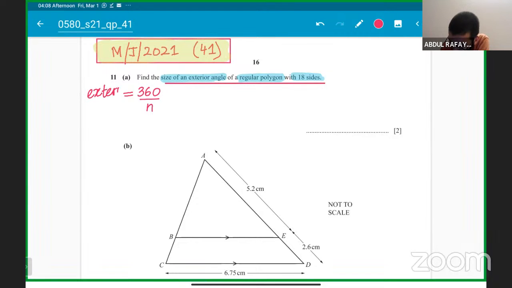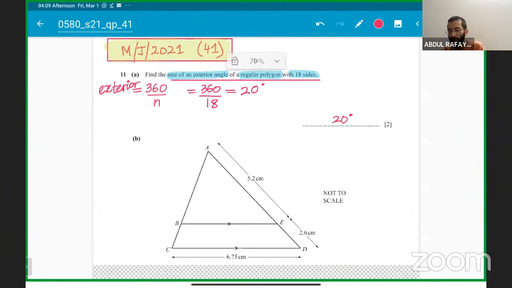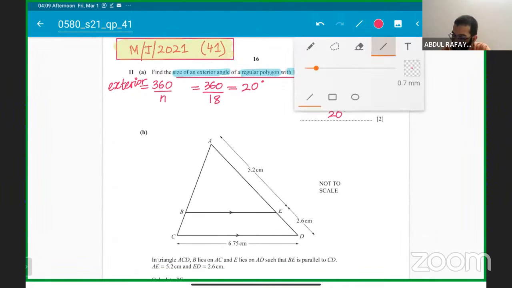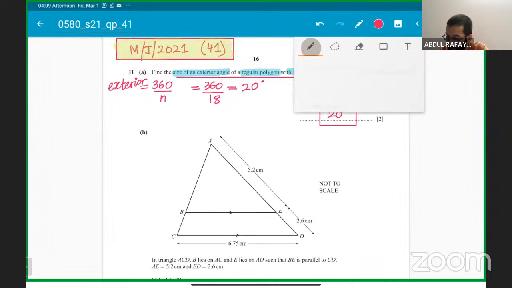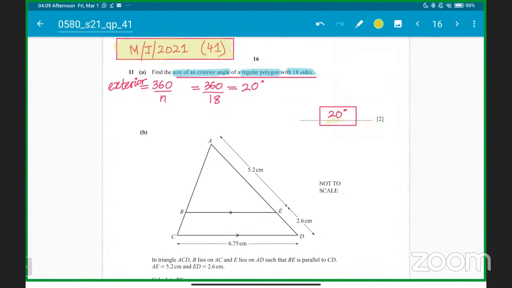Is everyone with me, following, guys? So here we go. It will be simple: 360 divided by the number of sides, 18. 18 times 2 is 36, so we get 20 degrees as the size of each exterior angle. People got it? That's the formula for finding the exterior angle of a regular polygon. How many people got this? Everyone understood, guys? So we got this answer.